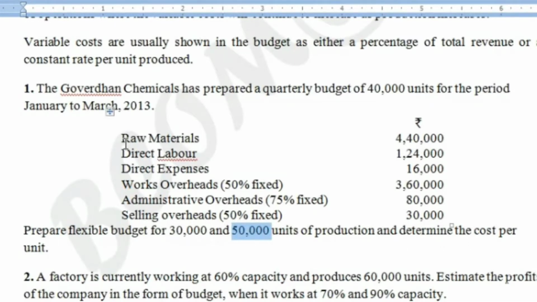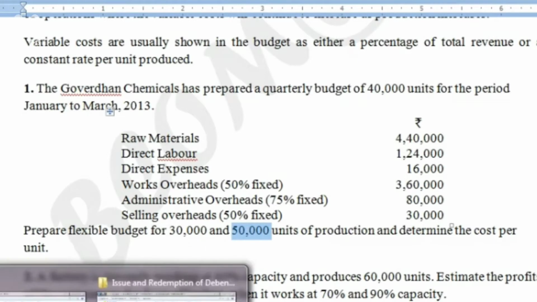So the main objective of preparation of flexible budget is to determine the cost and to determine the profit, right? And that's why, if the information is given in cost sheet format, then we prepare the cost sheet at the various levels, and it is called a flexible budget. We will give it the name flexible budget. So let's see how it is to be prepared.